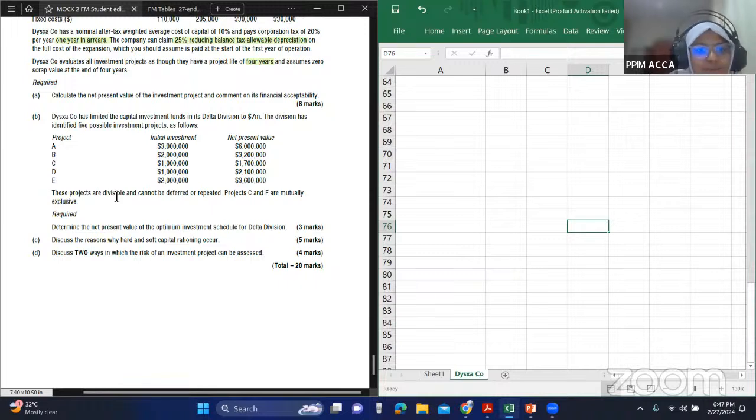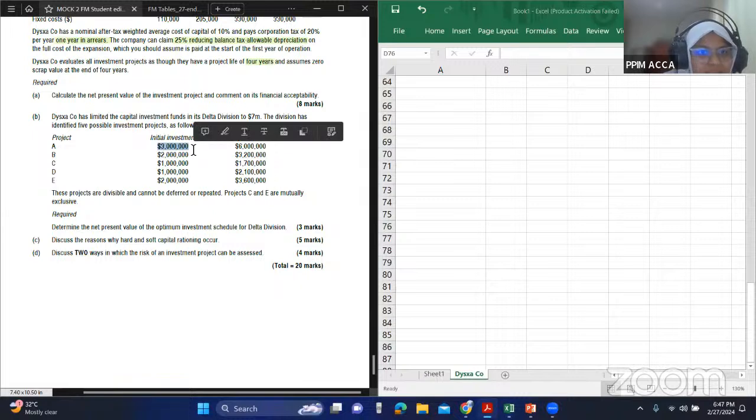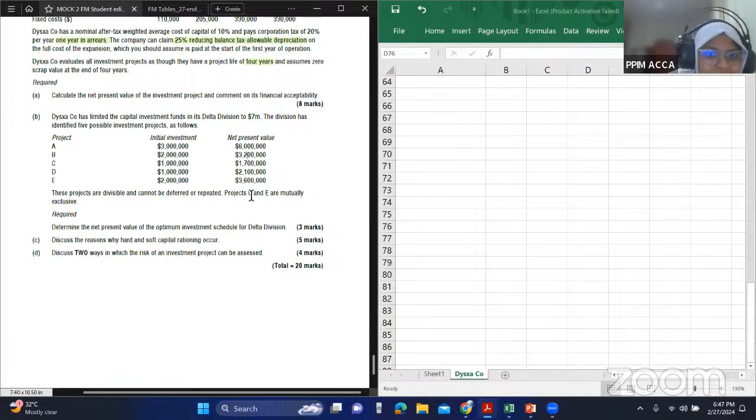So divisible means you can do part of the project. Now this is 3 million. If you have only 1 million, then you can do 1/3 of the project, no problem. You will get 1/3 of the NPV. So in project B, the 2 million, if you only have 1 million, you can do half the project, no problem. You will get half the NPV. It's divisible. And mutually exclusive means if you're doing project C, you can't do project E.